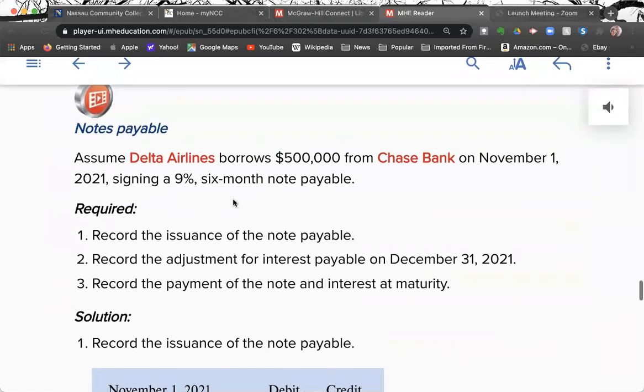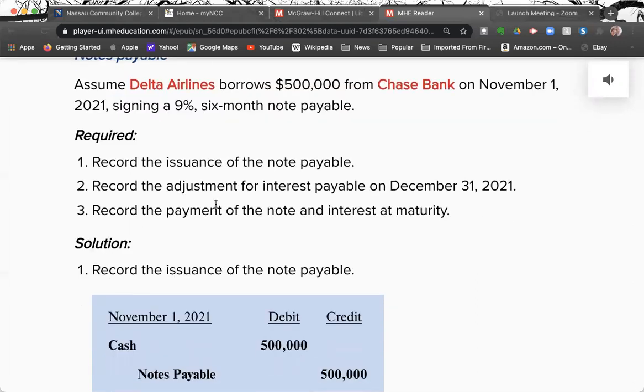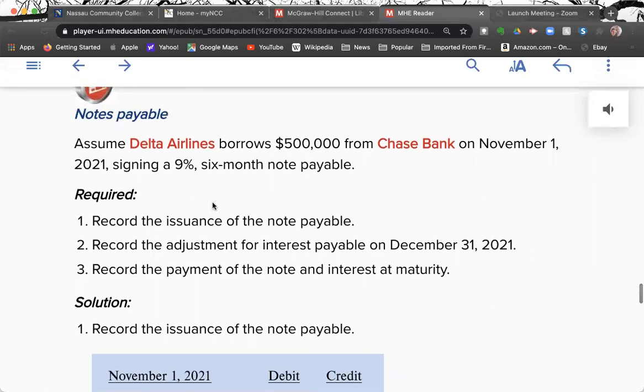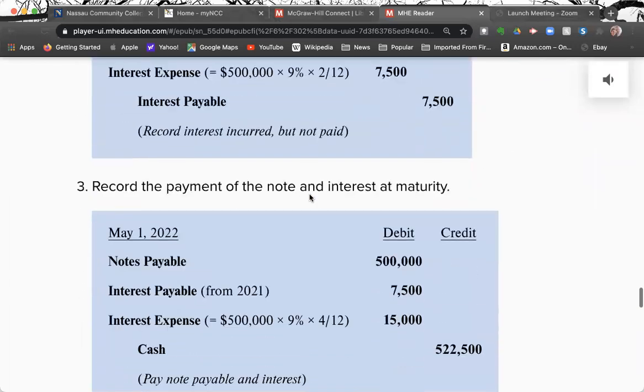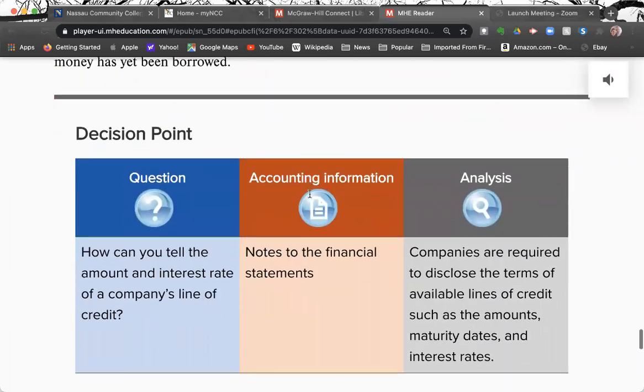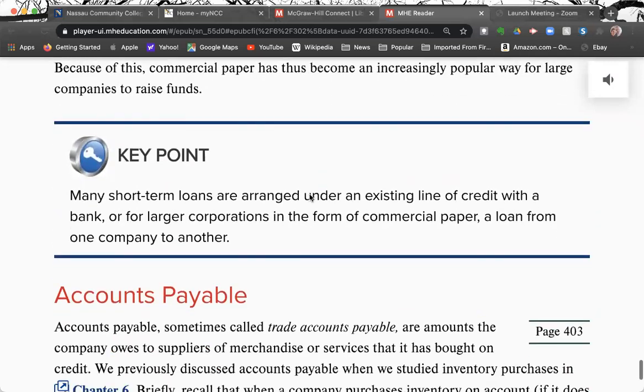All right, and then they walk you through another example. And again, these things are worth looking at. I'm not going to go over it with you item for item, but again, it's the same kind of example. They borrowed the money on November 1st. They have to pay it back in 6 months. So November and December, 2 months in 2021 and 4 months in 2022, right? That's how you would go about doing that. Okay.